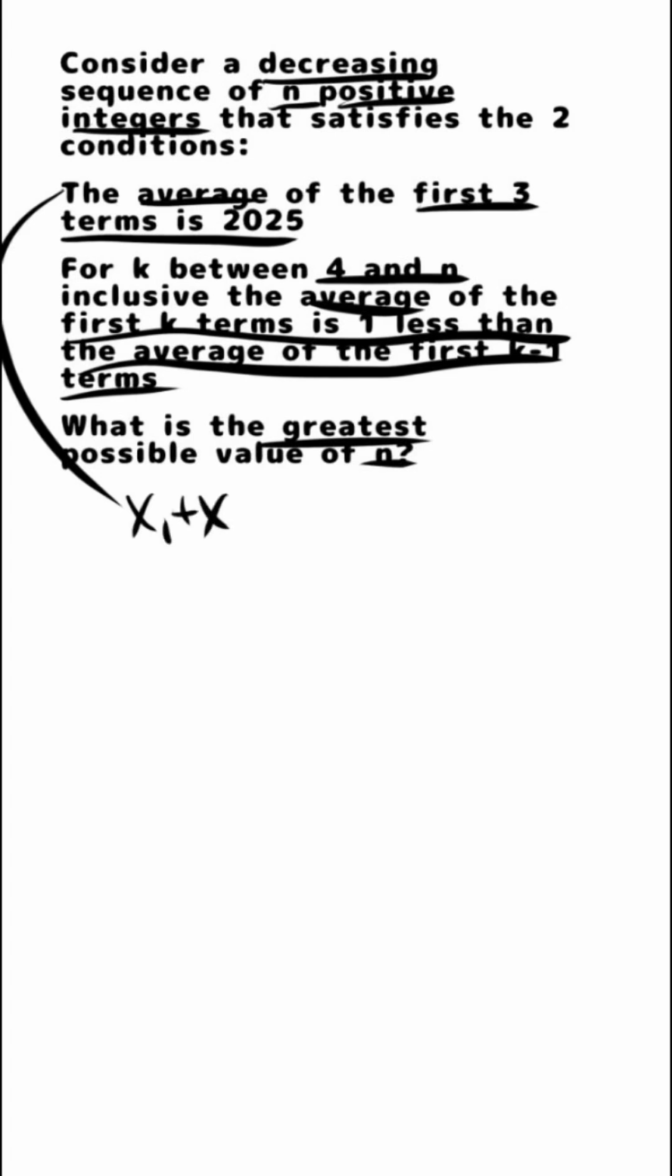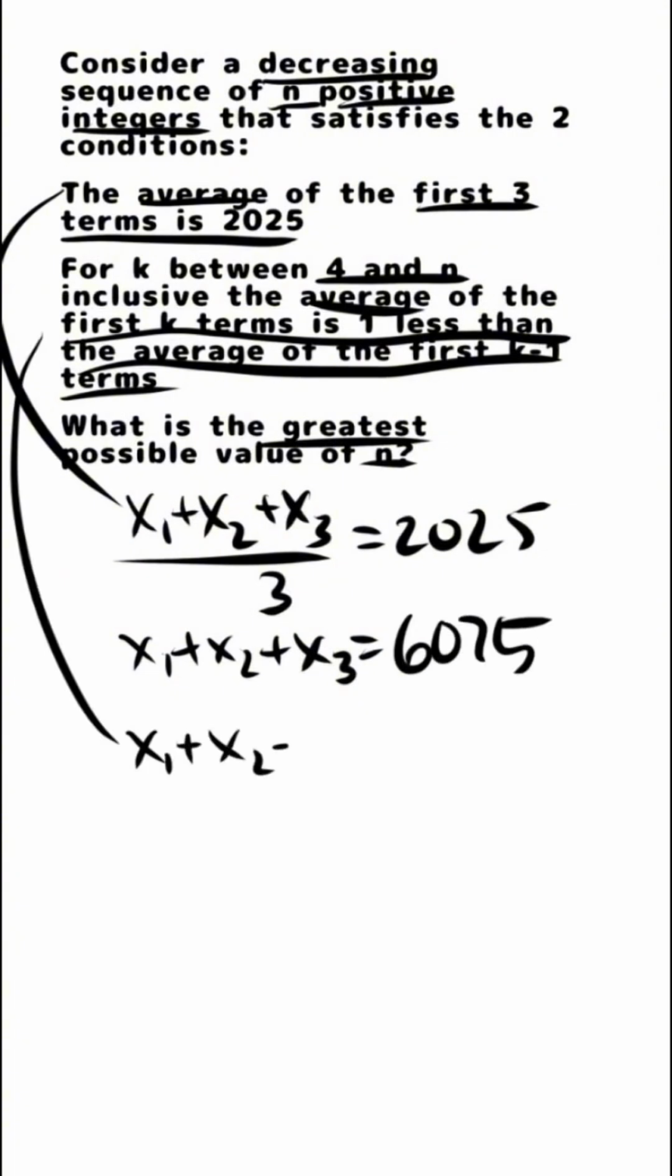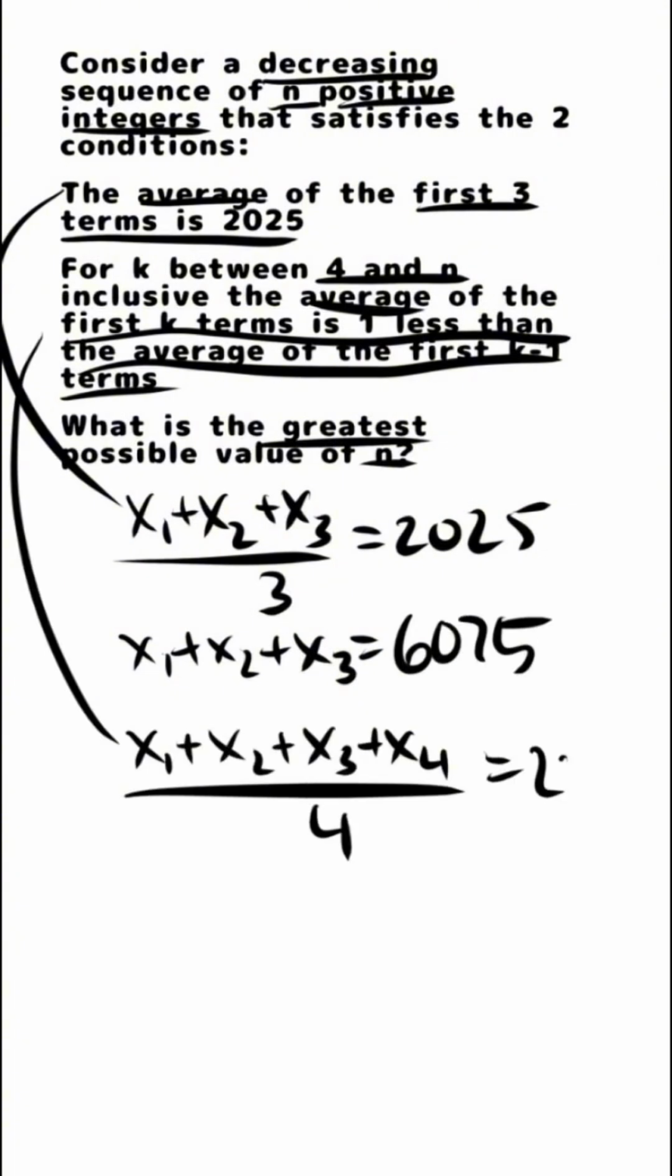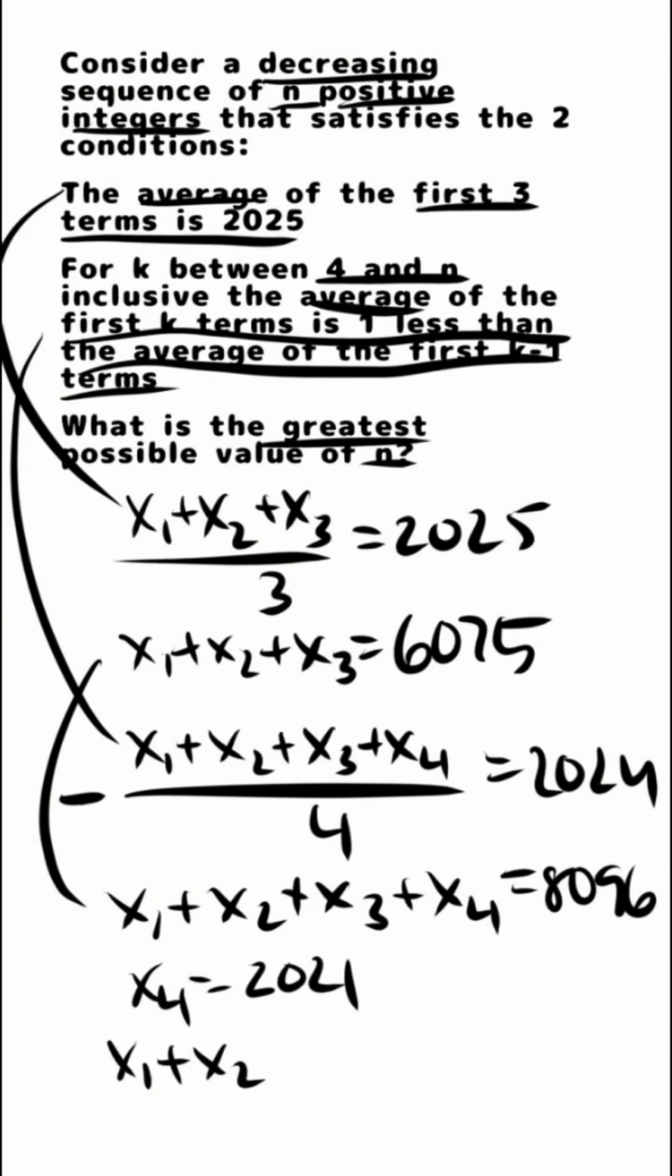So if we assume the nth term of the sequence is xn, the first condition translates to x1 plus x2 plus x3 divided by 3 equals 2025, or x1 plus x2 plus x3 equals 6075. Then we can plug in increasing values of k into the second condition. For k equals 4, we get x1 plus x2 plus x3 plus x4 divided by 4 equals 2024, 1 less than 2025, or x1 plus x2 plus x3 plus x4 equals 8096.